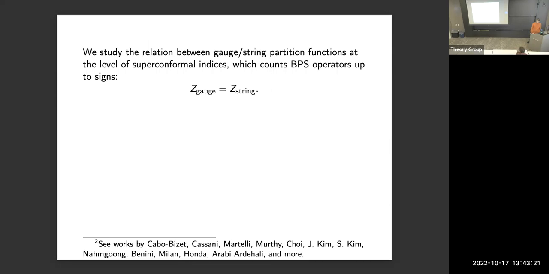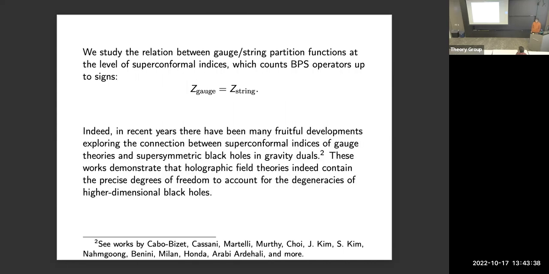So we'll study the relation between gauge and string partition function at the level of superconformal indices, which counts BPS operators up to signs. So I'll denote the superconformal index as a regular Z instead of curly Z. And indeed, in recent years, there have been many fruitful developments exploring the connection between superconformal indices of gauge theories and supersymmetric black holes and gravity duals. And you can see works by these authors and more. So these works demonstrate that holographic field theories indeed contain the precise degrees of freedom to account for degeneracies of higher dimensional black holes, not necessarily relying on the traditional techniques of the Cardy formula, but rather either by higher dimensional variants or finding new saddles in the gauge integral of the index.